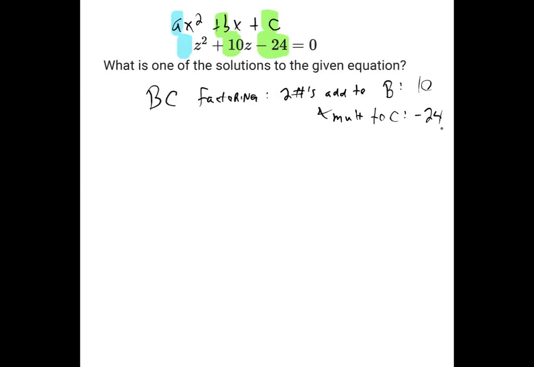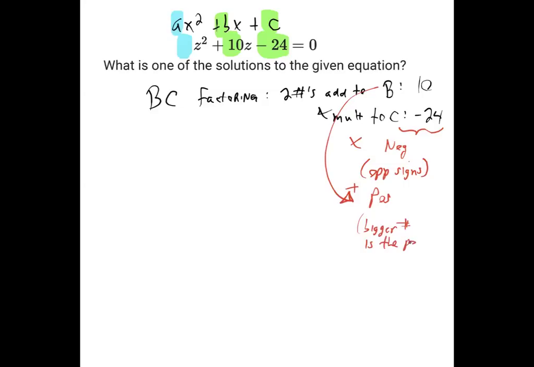Our numbers multiply to a negative. What kinds of numbers multiply to a negative? Numbers that have opposite signs from one another. And our two numbers also add to a positive. So they multiply to a negative, they add to a positive, and that means that of those two numbers that are opposite signs, the bigger number is the positive number.